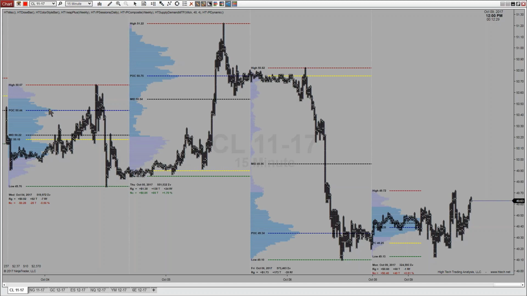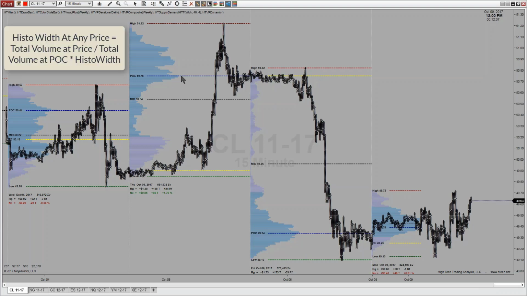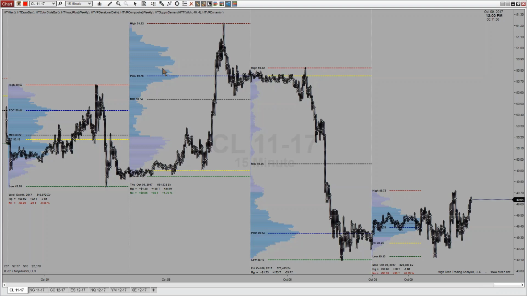This is how that would come up. Each one of these histograms is a fixed width. My POC value is that width. All of the rest of the values are a percentage of the volume at that price to the highest volume displayed, the POC. So each one of these isn't the total number of volume here. The proper way that this is drawn in a histogram is what I'm explaining to you right now.